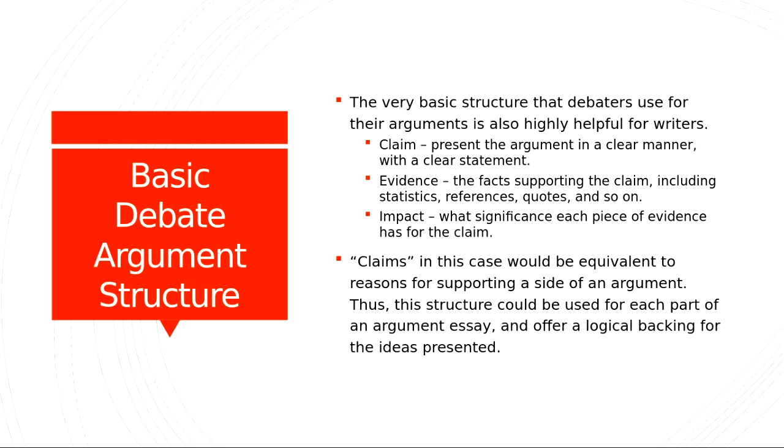Then follow that with the evidence, the facts supporting the claim, including statistics, references, quotes, and so on. Any factual information that's going to back up your claim, that's going to back up that reason. That's what you present here. Third one, you don't really see this a lot in written works, but it's possible you could use it. It's impact. What significance does each piece of evidence have for the claim? So what part of that claim is going to be proven correct by each piece of evidence?